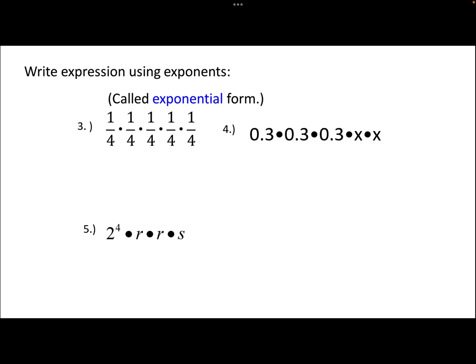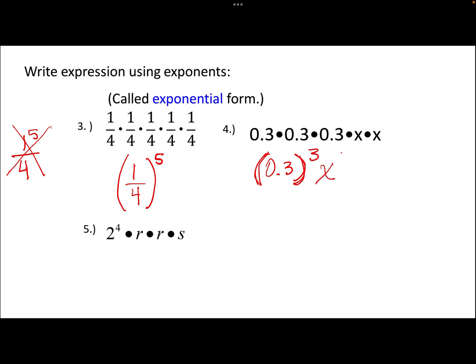Okay, number 3 has to be (1/4) in parentheses to the 5th power. That is the only acceptable answer. This would not be acceptable because that would just be 1 to the 5th, which means you would have 1 times 1 times 1 times 1 times 1 over 4. Not working for us. Anytime you have a fraction, and I feel like anytime you have a decimal, so that the number's not confused, you should put that in parentheses, x to the 2nd.